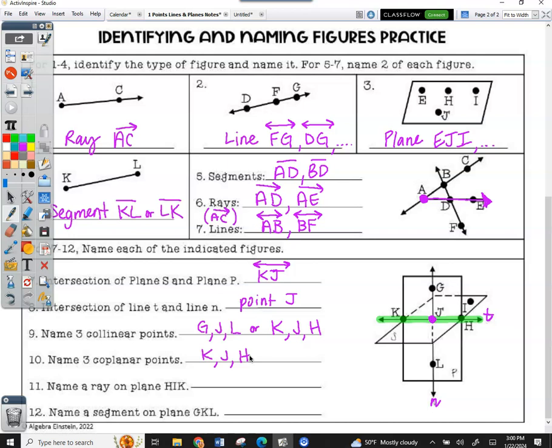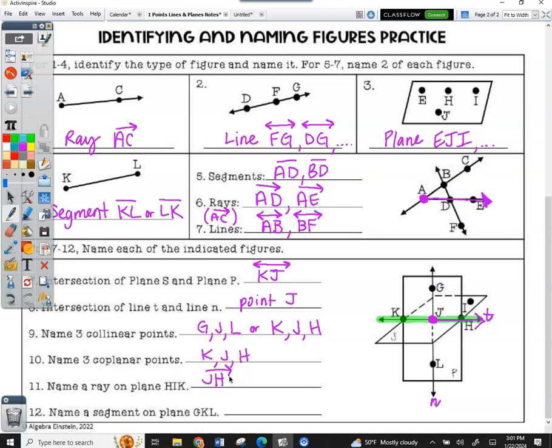Name a ray that's on it. So J is on it. JI. There you go. Now J and I are not connected, so you would want to do JH. You would say from here and then through that. That would be a ray.